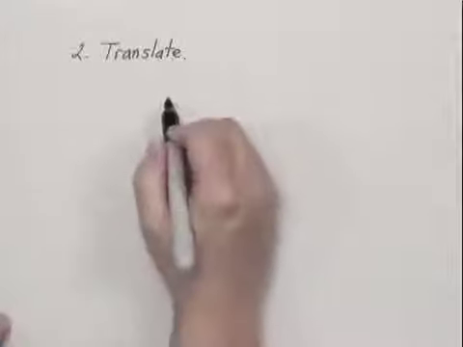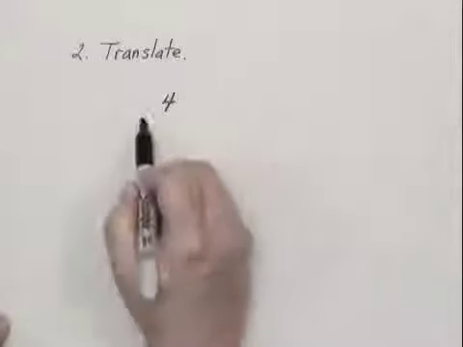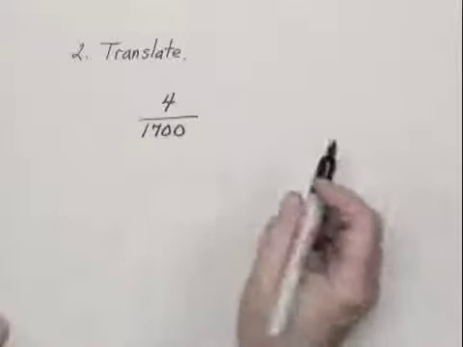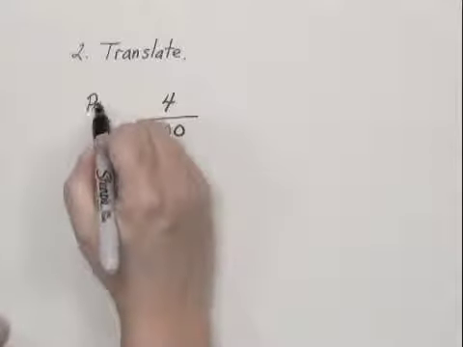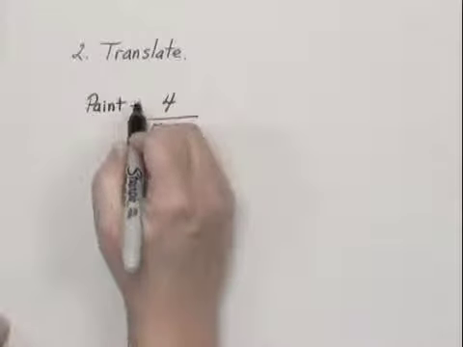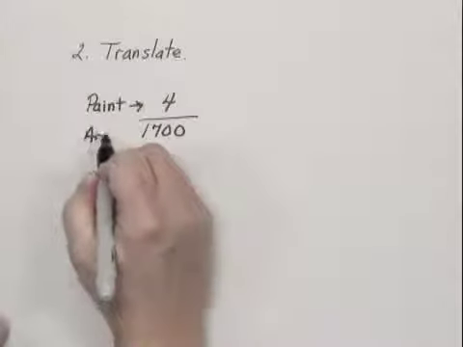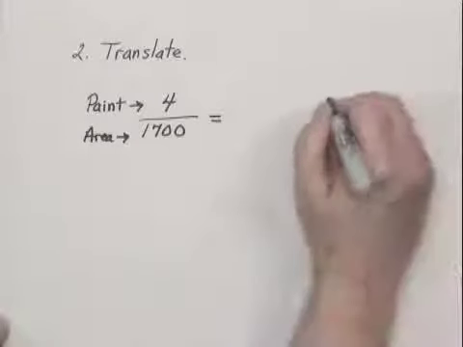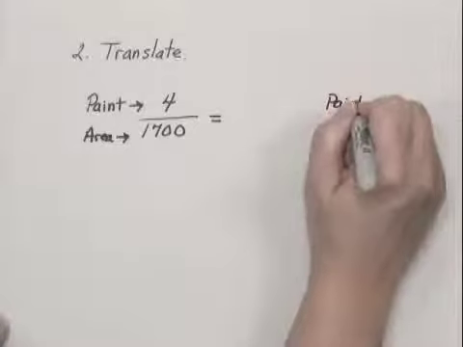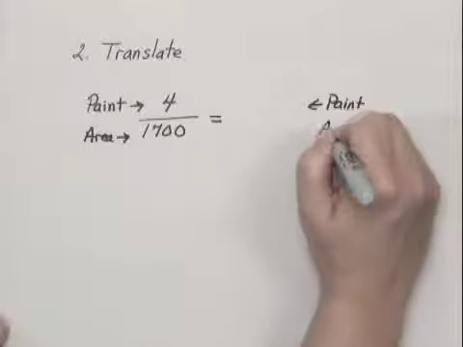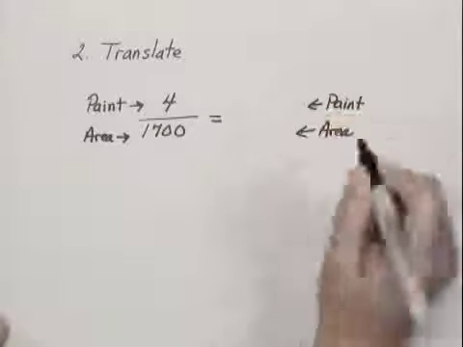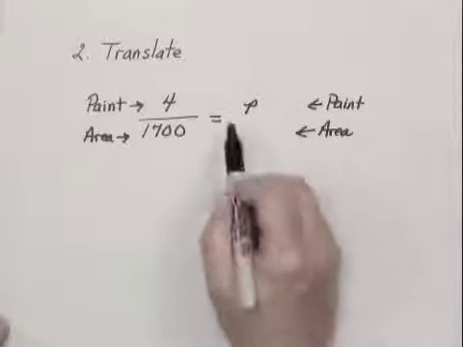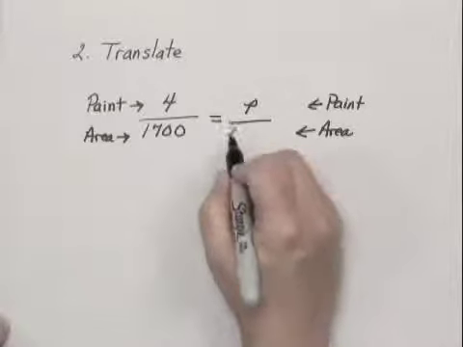So we are given that 4 gallons of paint will cover 1,700 square feet. And if it helps, we can write that this is the amount of paint here, and this is the area in the denominator. So when we write a proportion, we want paint in the numerator and area in the denominator. The number of gallons of paint we don't know, but we called it P, and the area we're looking at is 6,000 square feet.